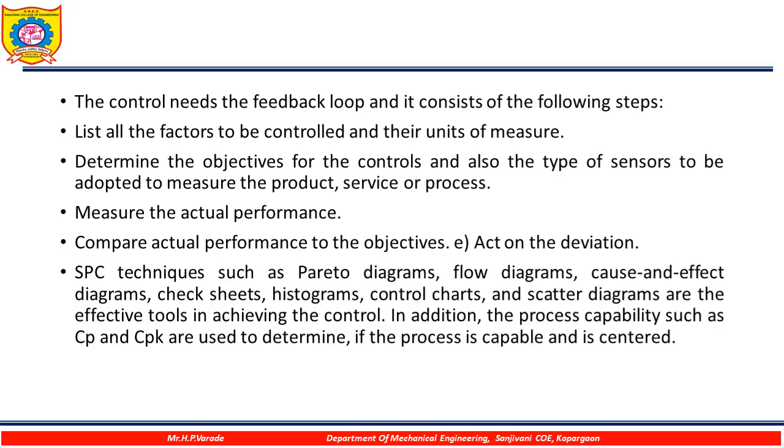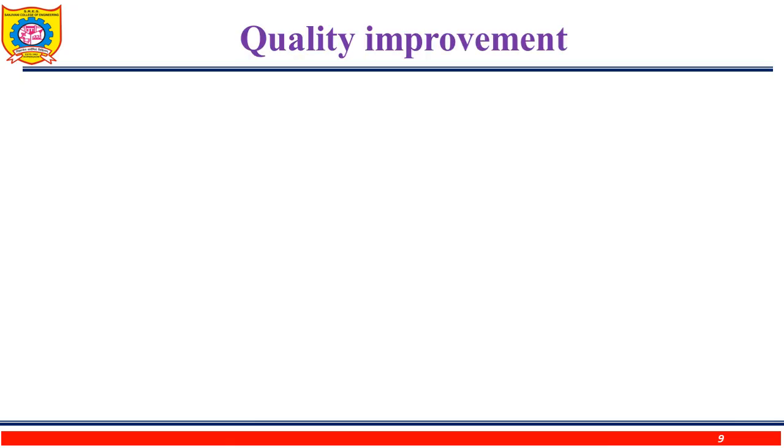Statistical process control techniques such as Pareto diagram, flow diagrams, cause and effect diagram, check sheet, histograms, control charts and scatter diagrams are the effective tools in achieving the control. In addition, the process capabilities such as the Cp or Cpk are used to determine if the process is capable and is centered or not. So this is clear by the application of the quality control part.